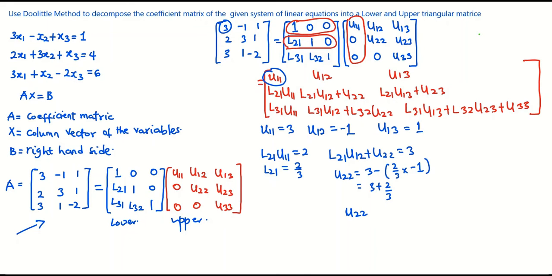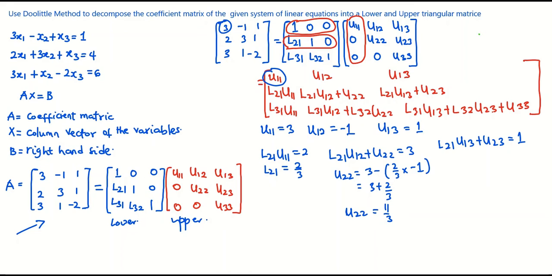So for u22, we have 3 plus 2 on 3. That will give us a value of 11 on 3. Okay, so let's go to the next one. We have L21 u13 plus u23, and this will be equal to 1, which is this one here. We're just comparing the elements that I got from the product, the matrix A. That's what I'm doing.